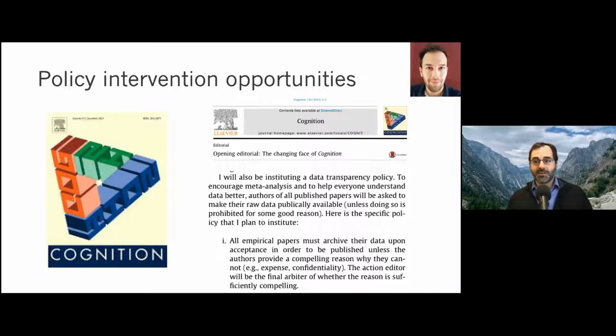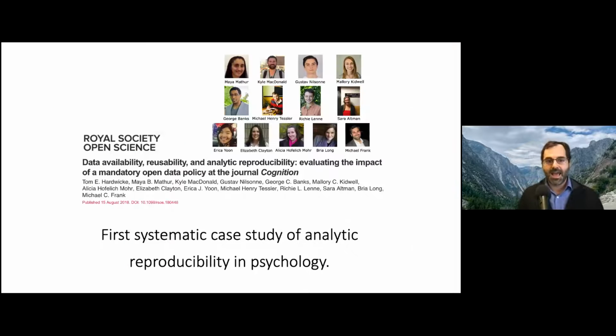And I was very inspired by this. Actually, I thought it was really a brave move and I admired him because he had taken over this journal on the condition that he'd be allowed to put this policy into place. I thought that was very exciting. And Tom did too. And he pointed out that we could do a policy study of this intervention. So I became an associate editor at the journal and edited papers there for a number of years. And at the same time, Tom and I did a study of analytic reproducibility at Cognition.